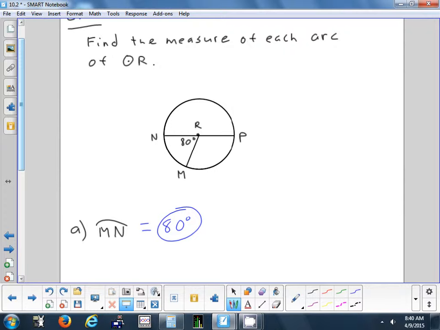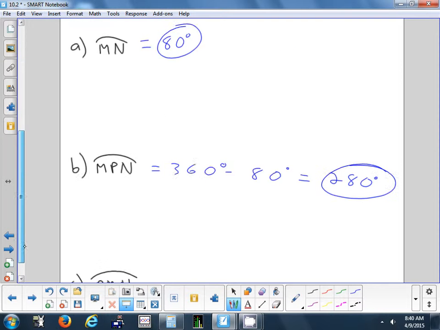Well, if you've got a diameter and you want the arc that has its endpoints on the diameter, we said earlier how big the arc would be. So how big is the arc with endpoints right on the diameter? 180. It's 180. Yep. 180.